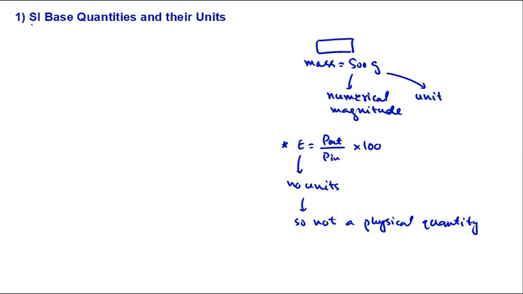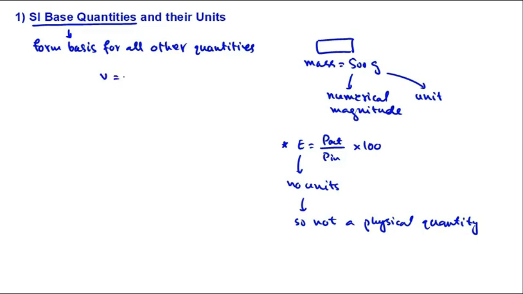Now look over here. Students, SI base quantities are the quantities that form the basis for all other quantities. That is, all other quantities may be expressed in terms of these quantities. Take speed for instance. We know that speed is given by the expression distance covered over time taken. Here, distance and time are both base quantities. And speed on the other hand is a derived quantity, because it is expressed in terms of two base quantities.